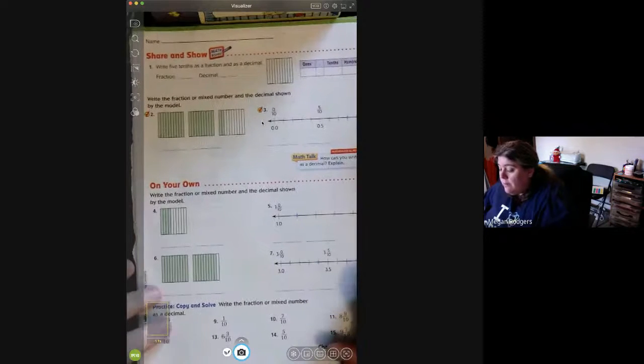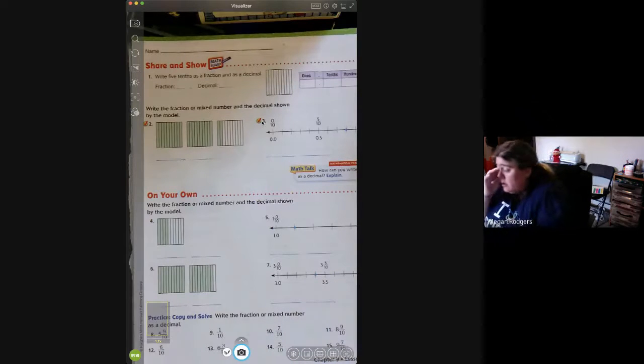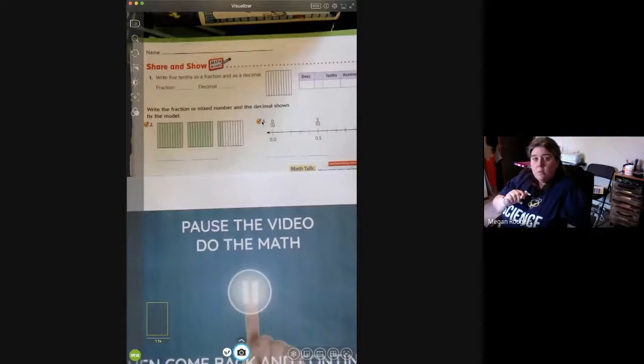Next, so share and show. Okay, so write 5/10 as a fraction and as a decimal. And they give you both a grid and the chart to use. Then they want you to write the fraction or mixed number and the decimal shown by the model. All right, so go ahead, pause the video, do the math, and then unpause it, and then we'll talk about the answers.